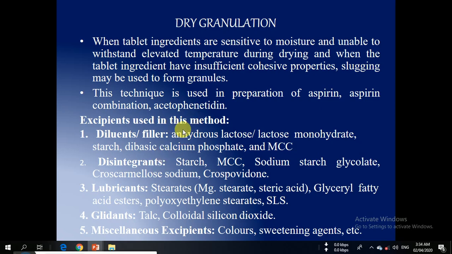What are the different excipients used in this method? Here we are using diluents, such as anhydrous lactose, lactose monohydrate, starch, dibasic calcium phosphate, and MCC. So MCC is also used.